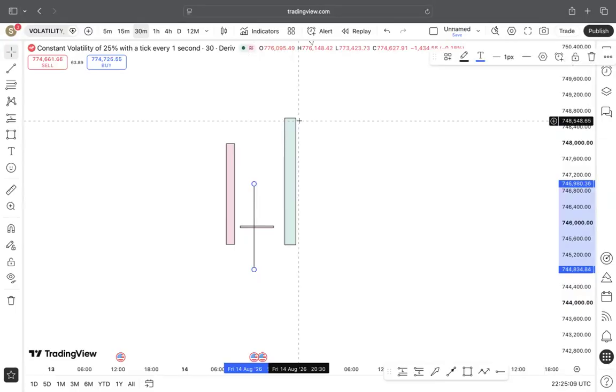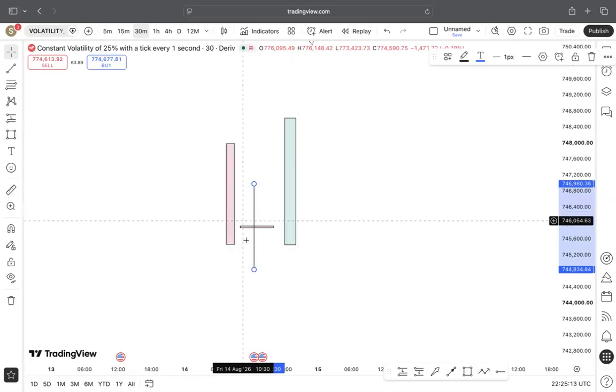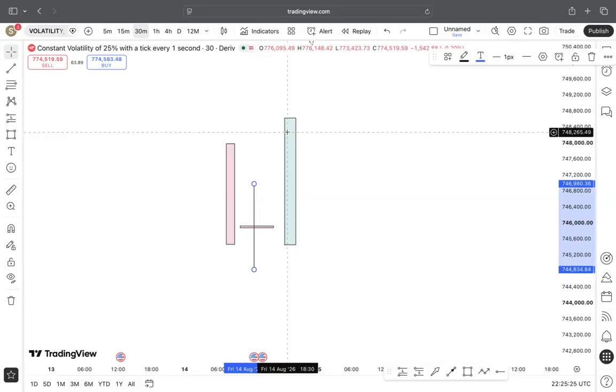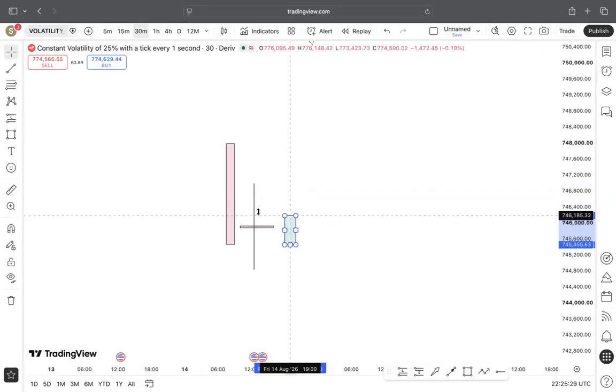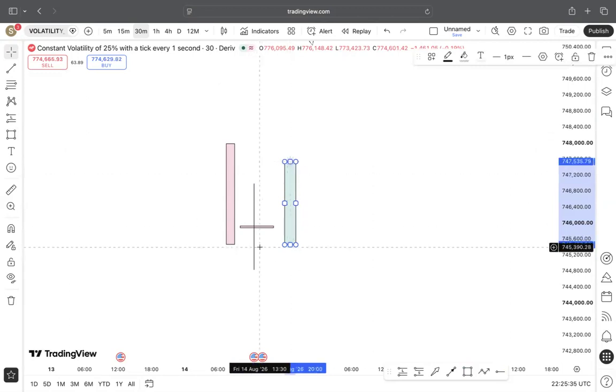So a morning star candlestick in this formation has first a strong bearish candlestick and then an indecision candlestick, either the doji or the spinning top, but the doji works better. So take note of that. And then the third candlestick is a very strong bullish candlestick that has to close above this. So if this candlestick is here, it's not valid. It has to close above this middle candlestick.